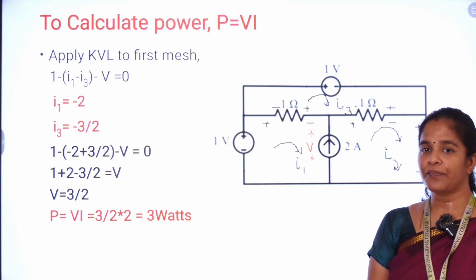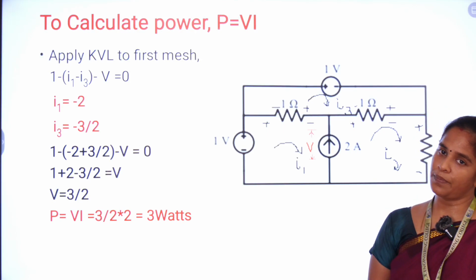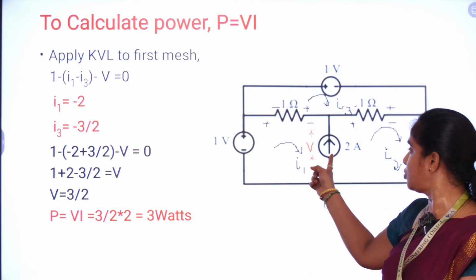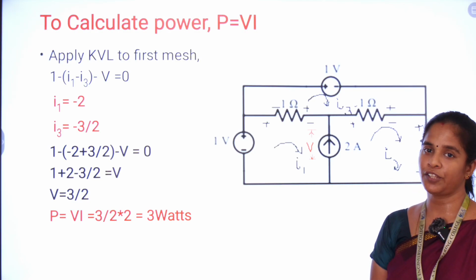Now power P is equal to V into I, V is equal to 3 by 2 and I is equal to 2 amps. So that we are getting the power as 3 watts.